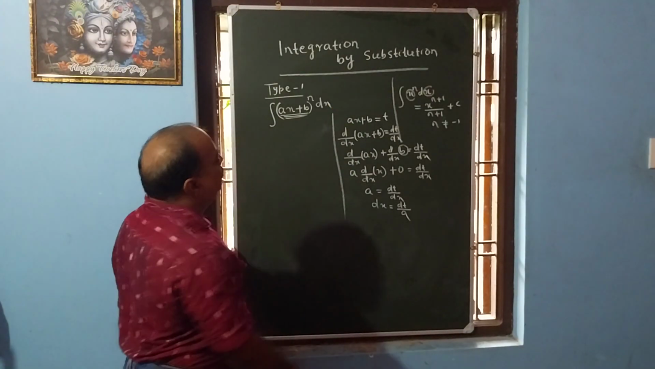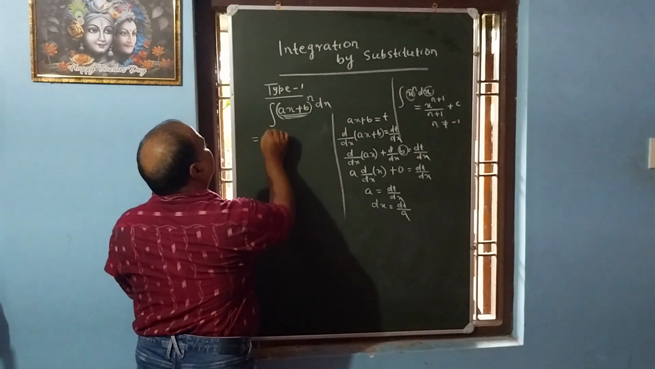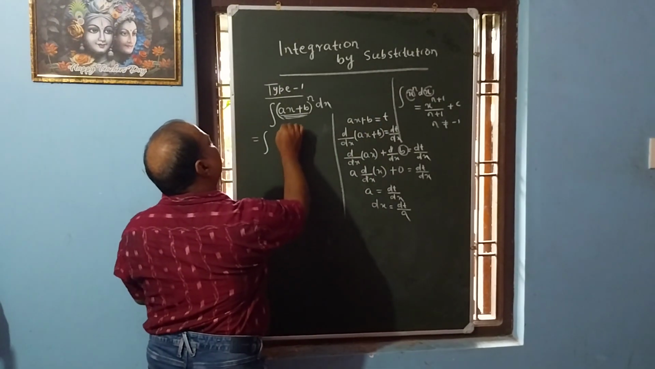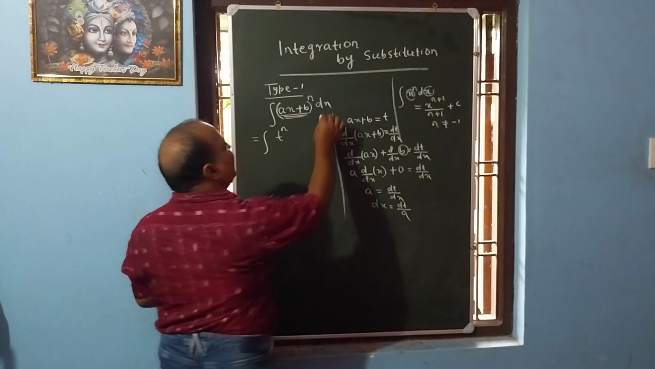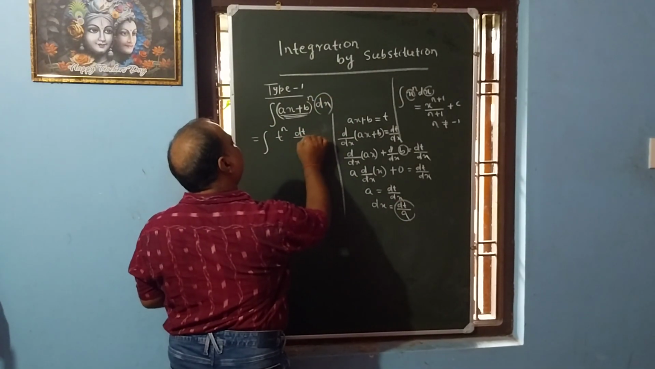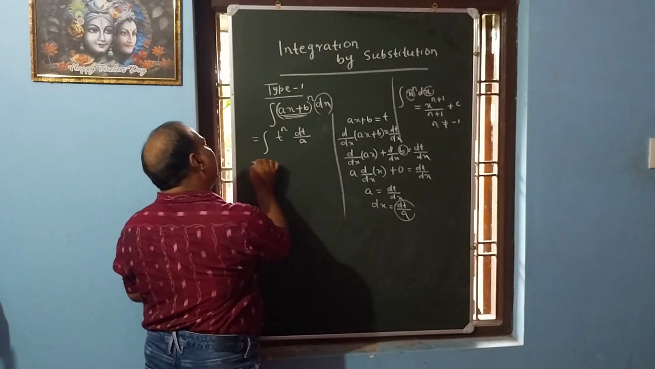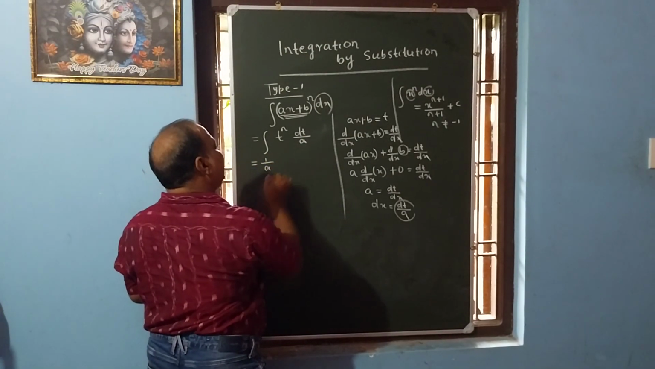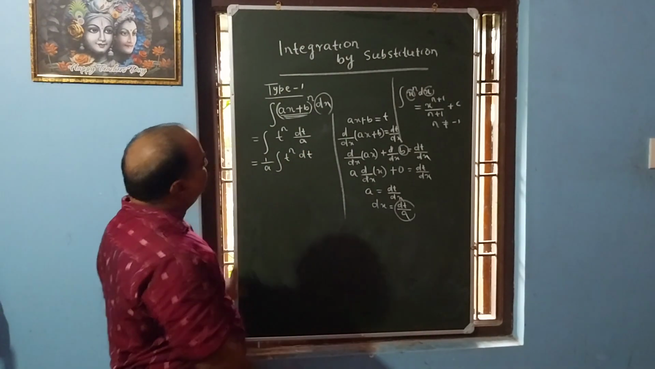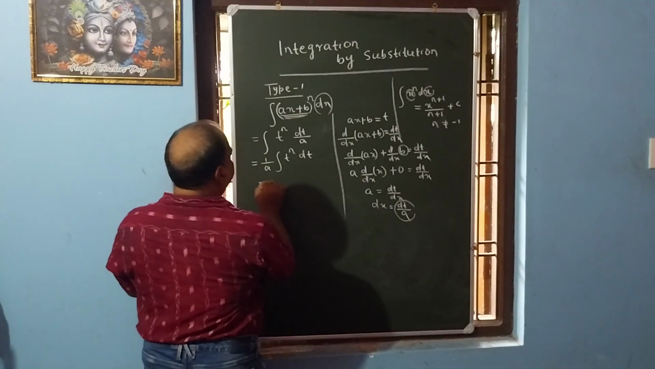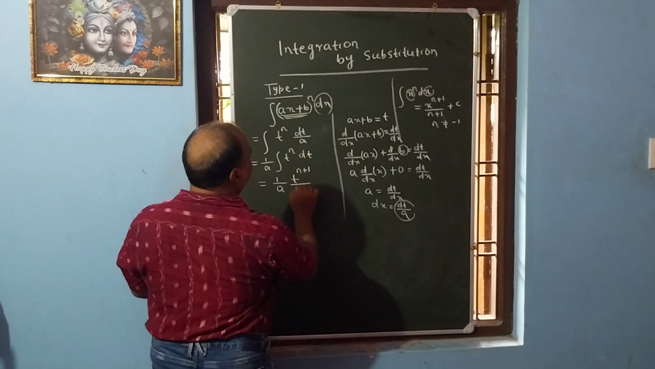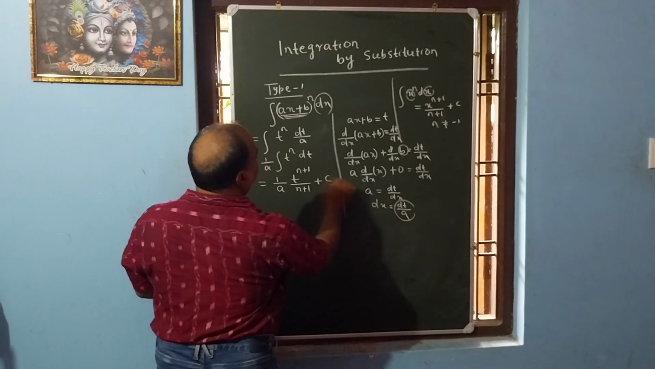Okay? So then in place of ax plus b we have to put t. So here it is t to the power n. In place of dx we have to put dt by a. So 1 by a is a constant that will come outside of the integration. So t to the power n dt, integration of t to the power n dt is equal to 1 by a, t to the power n plus 1 divided by n plus 1 plus c.